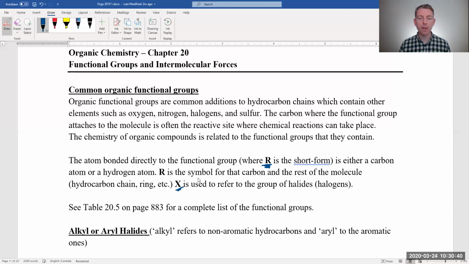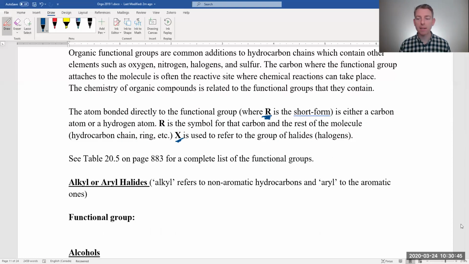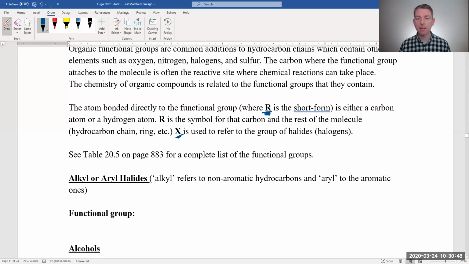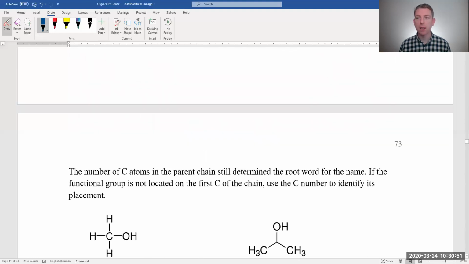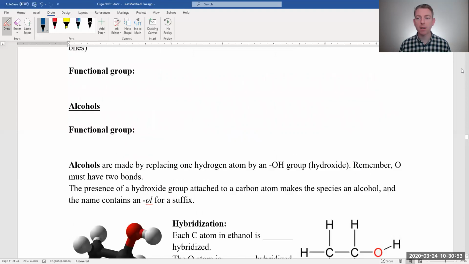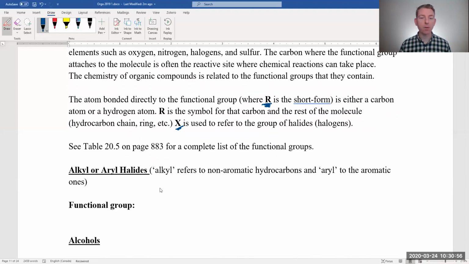X, though, is going to be our first functional group. So X, when we write that, is to indicate that there's some kind of halide group attached to it. So the functional group, when we write it, if it's attached to, say, an R chain, is just an X, where X is going to be equal to chlorine, iodine, fluorine, bromine, anywhere down that list, okay?